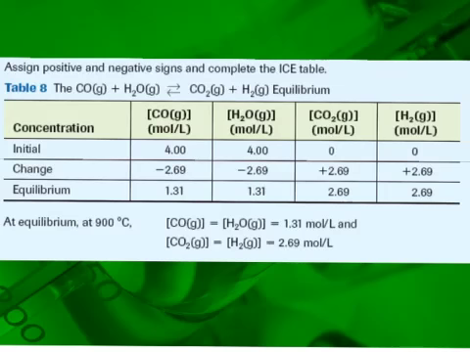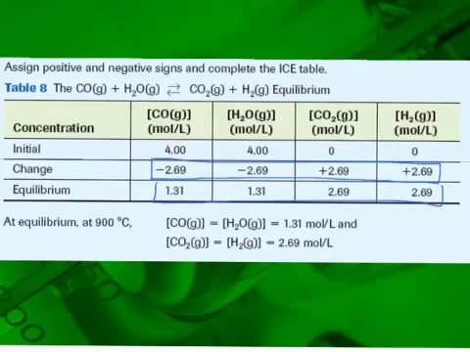And as the final step, we go back into our ICE table. We replace x with 2.69 to find our final equilibrium concentration of all the species. And we have solved our equilibrium example.